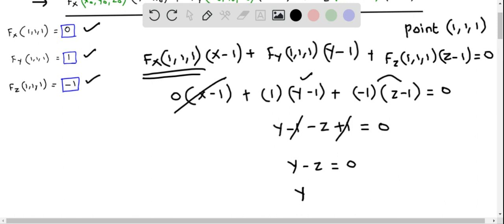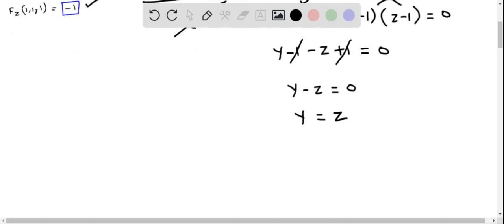Otherwise, we add z to both sides. So we get y equal to z. Or otherwise, we can say that the equation of the tangent plane is z equal to y. So this is the equation of the tangent plane to the given surface at the point (1, 1, 1).